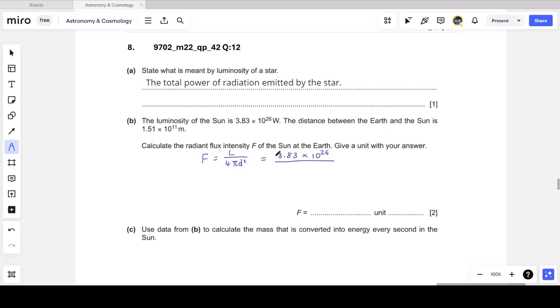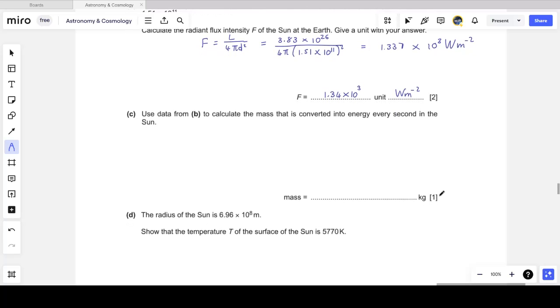divided by 4 pi multiplied by the distance between the Earth and the Sun, 1.51 times 10 to the power 11 meters, squared. And this is going to give me 1.337 times 10 to the power 3 watts per square meter. So to three significant figures, this will be 1.34 times 10 to the power 3, or you can say 1,340. The unit of measurement for radiant flux intensity is watts per square meter. Remember, you're dividing a watt by a meter squared, since 4 and pi don't have any units.